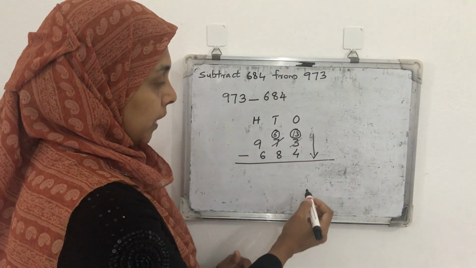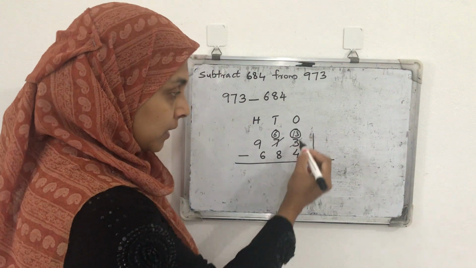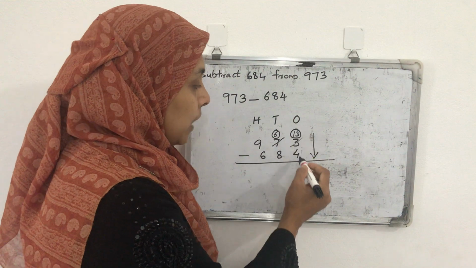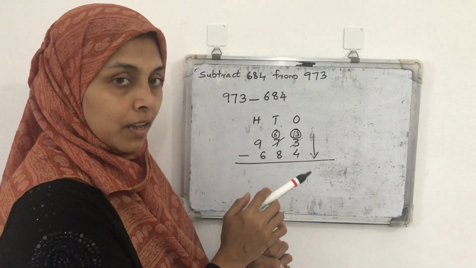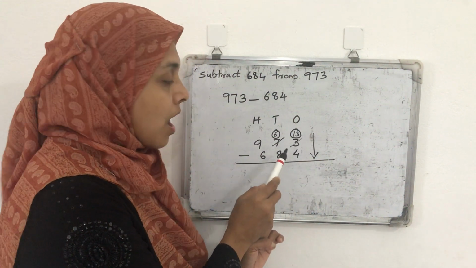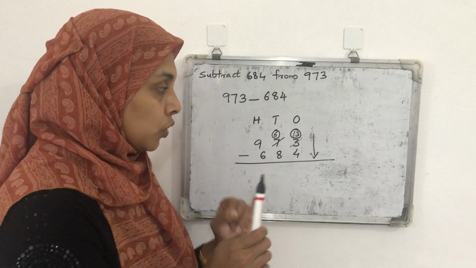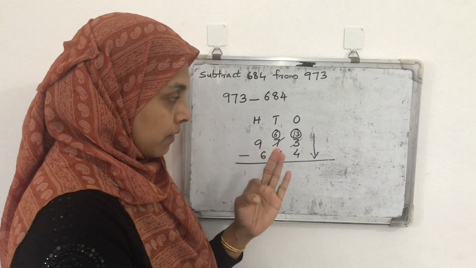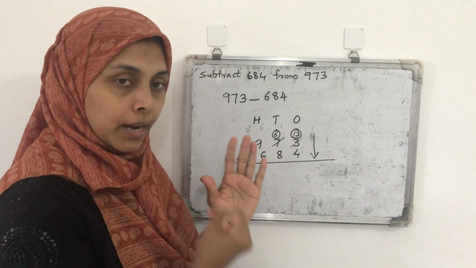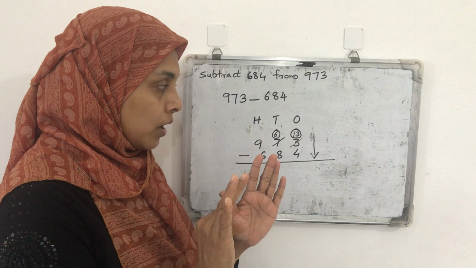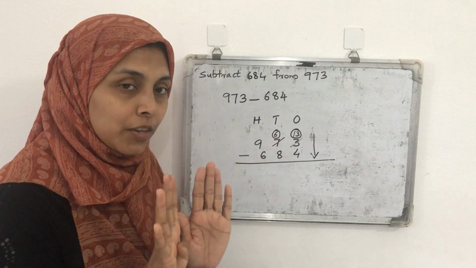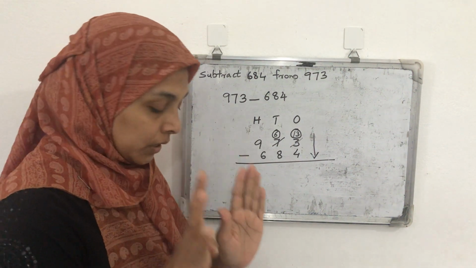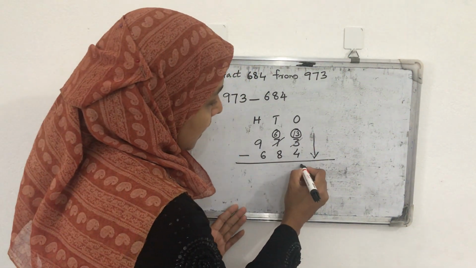Okay, now we are subtracting 13. First, ones place subtraction is 13 minus 4. To subtract 13 minus 4, we start counting from after 4, which is the next number? 5. So count from 5 onwards. 5, 6, 7, 8, 9, 10, 11, 12, 13. How many fingers we took? 9 fingers. So what will be the answer of 13 minus 4? 13 minus 4 is 9.